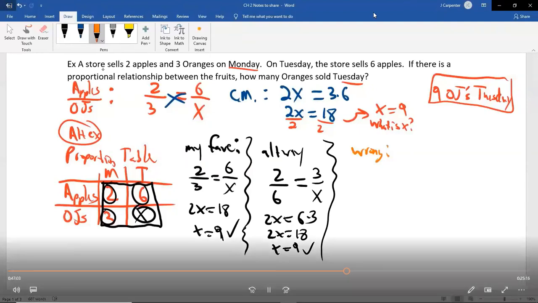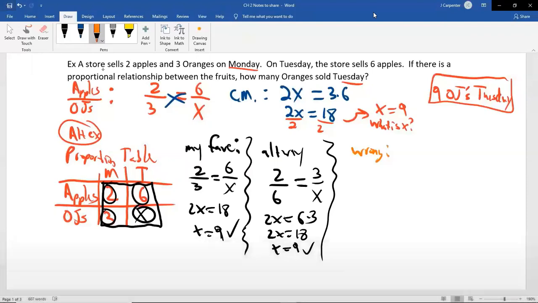Doing this wrong way is maybe, all right, I'm going to go apples over oranges for the 2 over 3. I go top left over bottom left. But then on the other day, I flip it. I go x over 6. So I went top over bottom on the left and bottom over top on the right. That's inconsistent. So what you'd end up with is 2 times 6 is 12, and 3x. Dividing both sides by 3, you get 4 equals x.